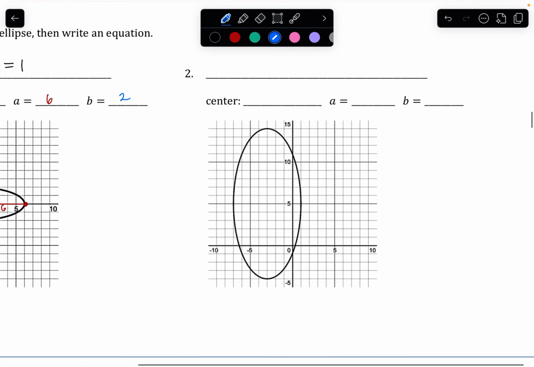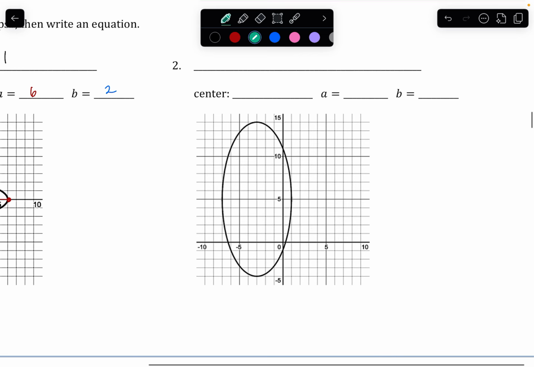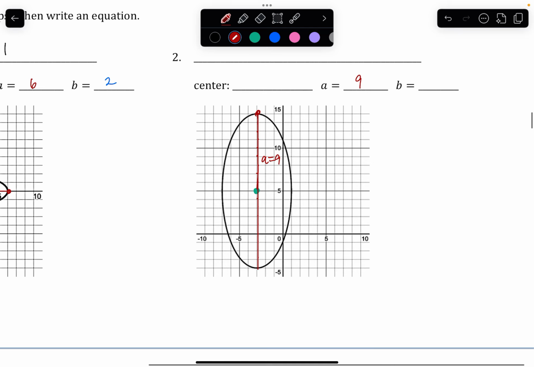Okay, so in this next one, we're going to look at one that isn't centered at the origin. And so just kind of trying to eyeball it, then draw in the major axis. Okay, and so we'll see if I drew it in the right place. And so 1, 2, 3, 4, 5, 6, 7, 8, 9. So I did good. And so our A value here is 9, and it's running in the vertical direction this time. This is a vertical ellipse.